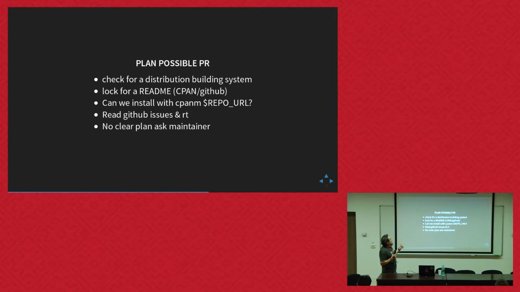look at distribution building systems that use the Git distribution. That's why I knew Minilla. That is very funny. I look for the README, if it's in CPAN, because it can be in CPAN and not in GitHub. Test if we can test directly from the Git repo address with cpanminus. Read the issues in GitHub and request tracker. If I don't find a clean path, I ask the maintainer.